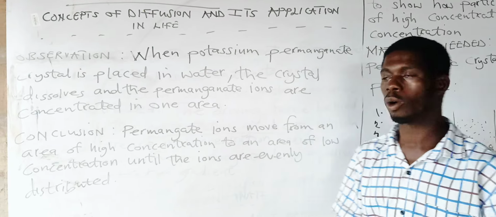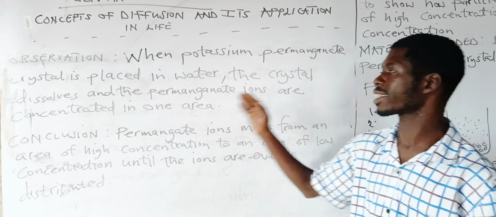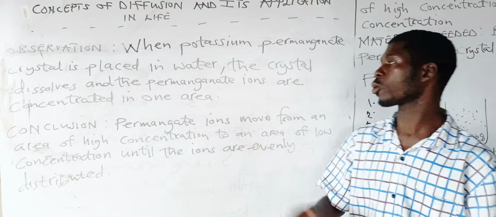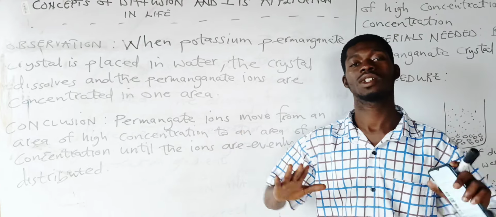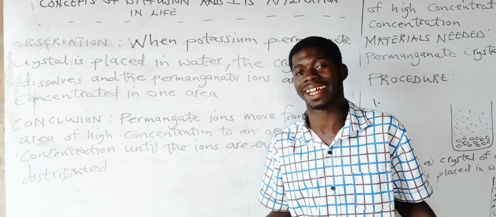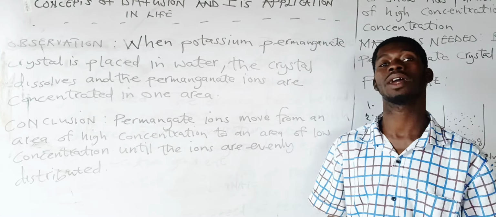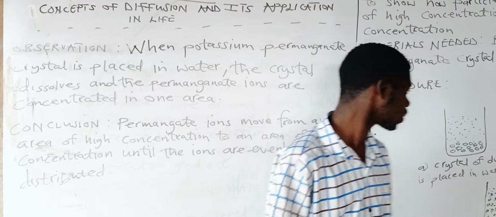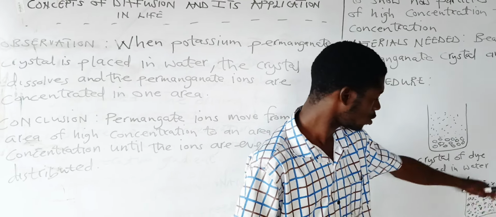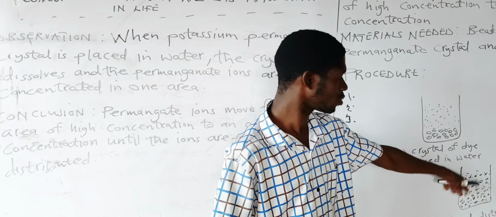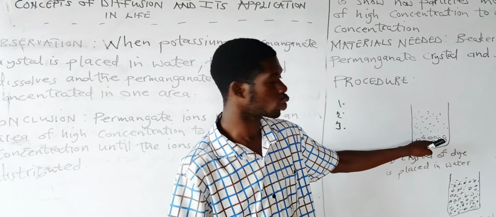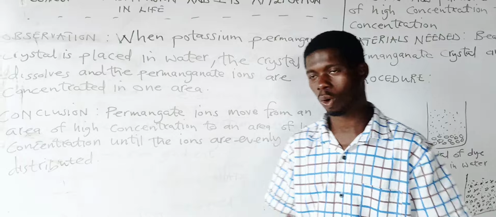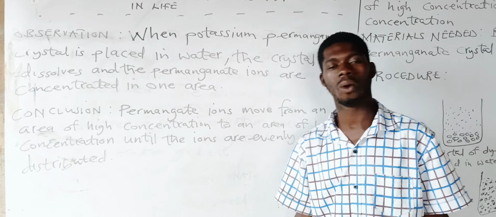Okay, so as I was saying, observation: when potassium permanganate crystal is placed in water, the crystal dissolves and the permanganate ions are concentrated in one area, or it will occupy the whole space. So that's the observation for the experiment. The potassium permanganate crystal will dissolve, then it will occupy the whole space. As you can see here, it was able to occupy the whole space. First of all, it will be like this one, then it will dissolve, then it will occupy the whole space. Okay. Now, what will be the conclusion for our experiment?